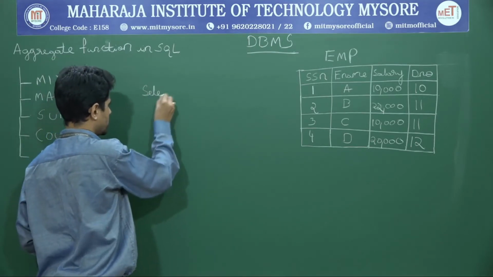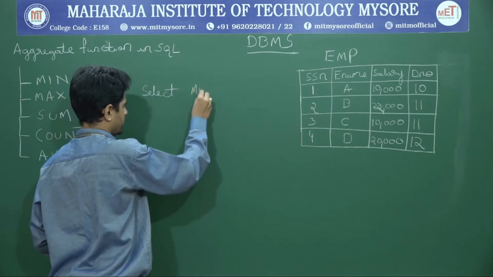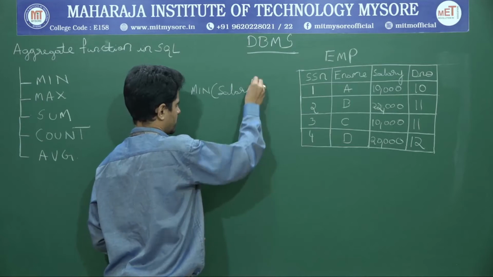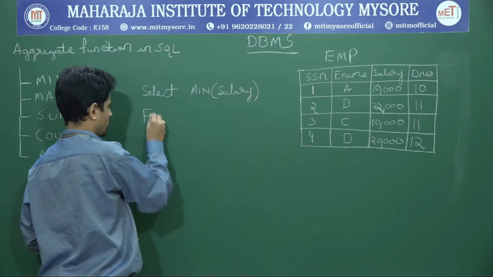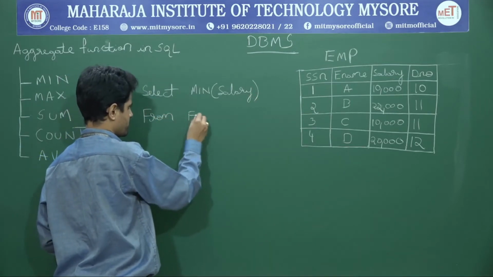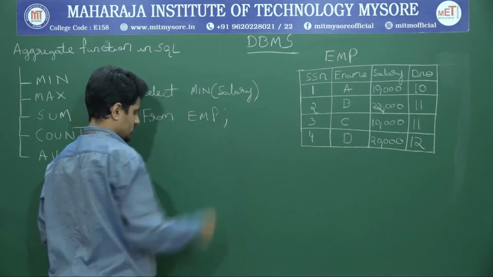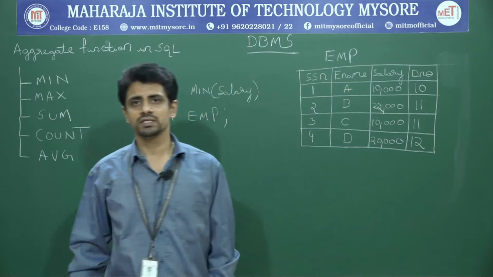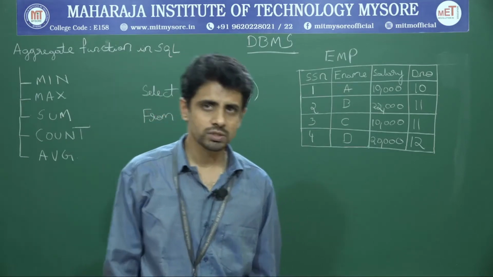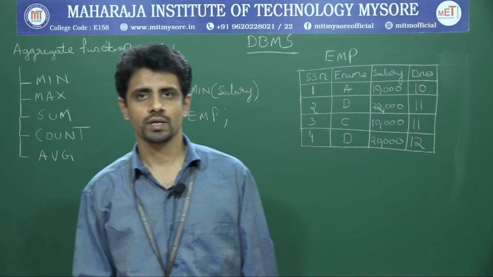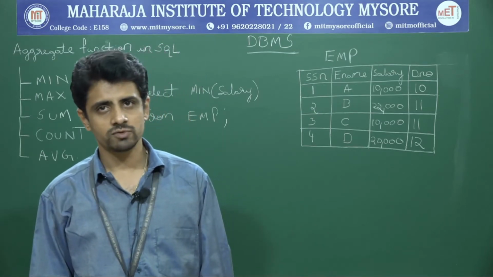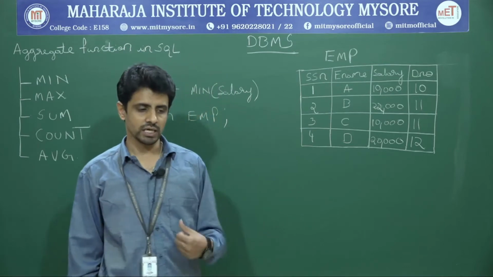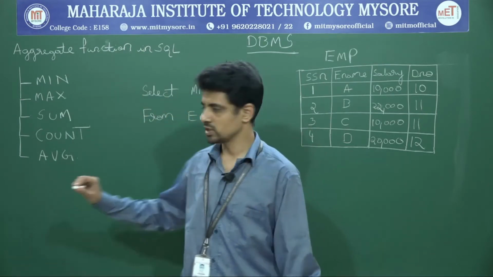The way it is to be written: select min of salary from employee. The first thing you can understand from this example is that aggregate functions are normally used in the select clause. Majority of the times they will be used in the select clause, and sometimes in the having clause. I will come to that next. Let's not discuss that now.